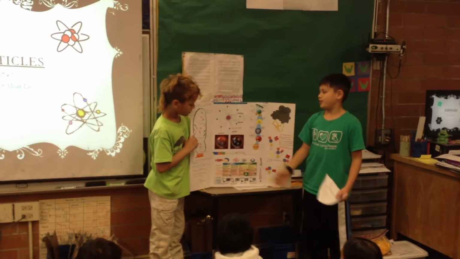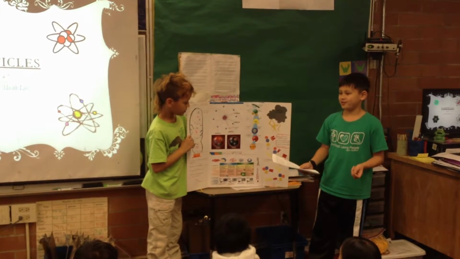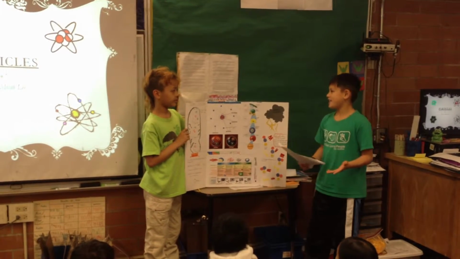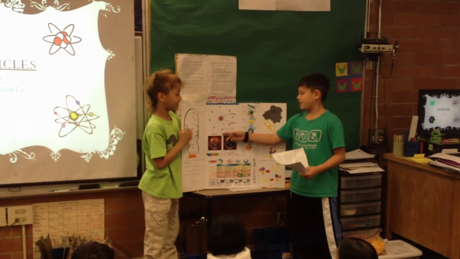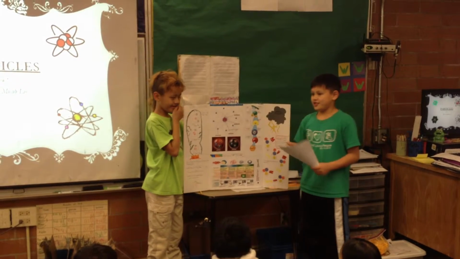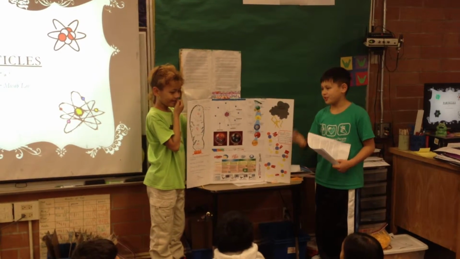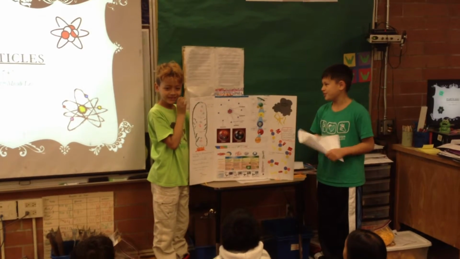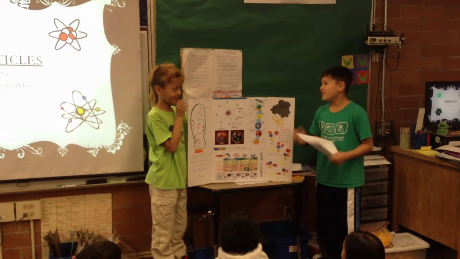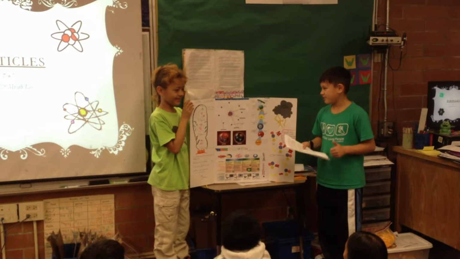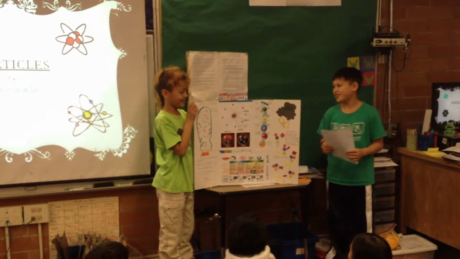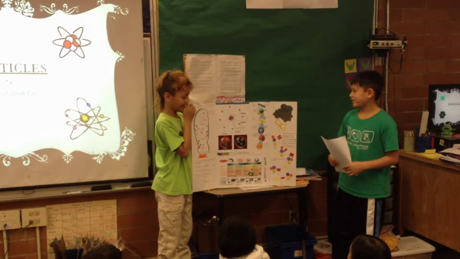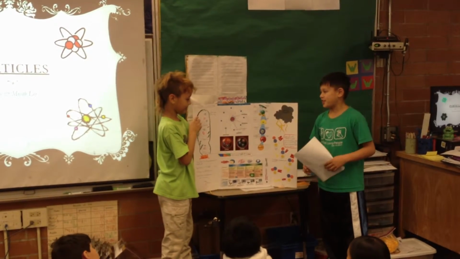Also, electrons are really fast because they have almost no mass. So they're point zero zero zero zero and so on, which is really light. That explains why they spin around.